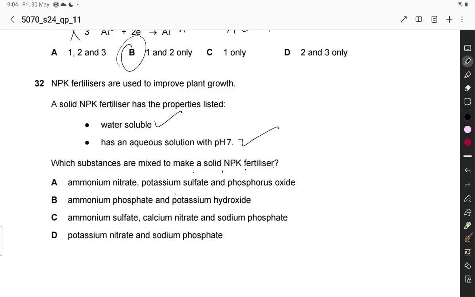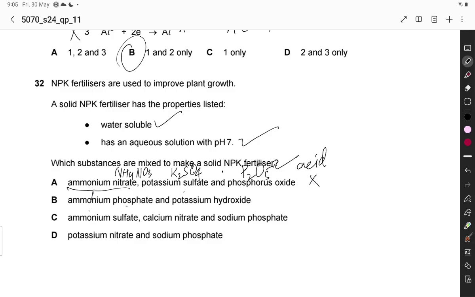Ammonium nitrate, NH4NO3, nitrogen is present, potassium sulfate, potassium is also present, phosphorus oxide, P2O5, phosphorus is also present. But this is an acidic oxide, so in aqueous solution its pH cannot be 7, so it is incorrect.